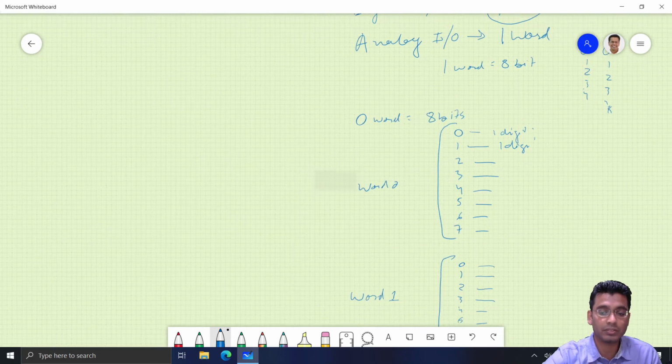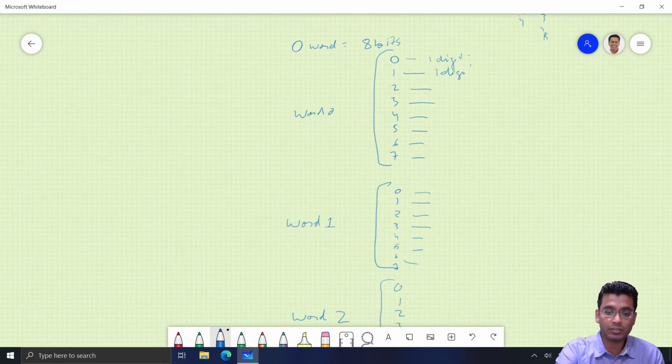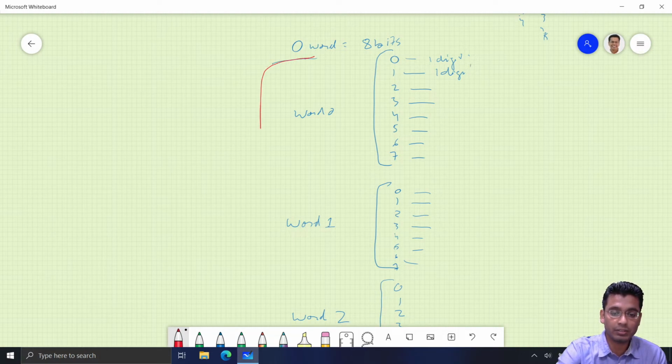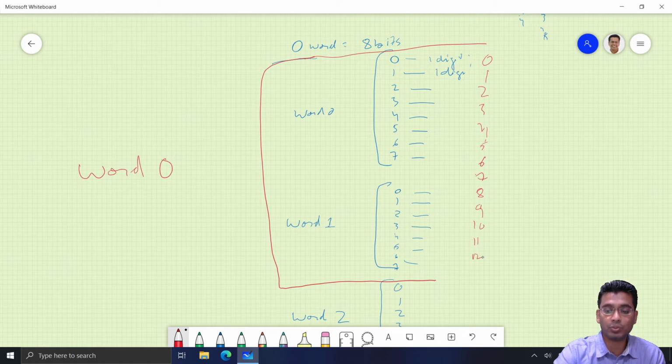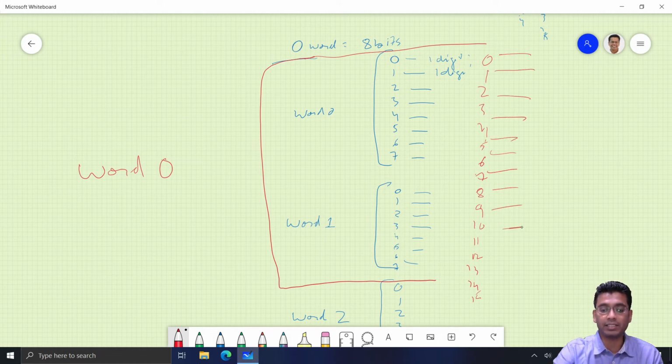Then what would happen? This entire word 0 and word 1 would all come under the category of word 0. And this whole portion of bits would change to 0, 1, 2, 3, 4, 5, 6, 7, 8, 9, 10, 11, 12, 13, 14 and 15. Fine. So all these 15 will be there. That means in that case, what would your input addressing be?